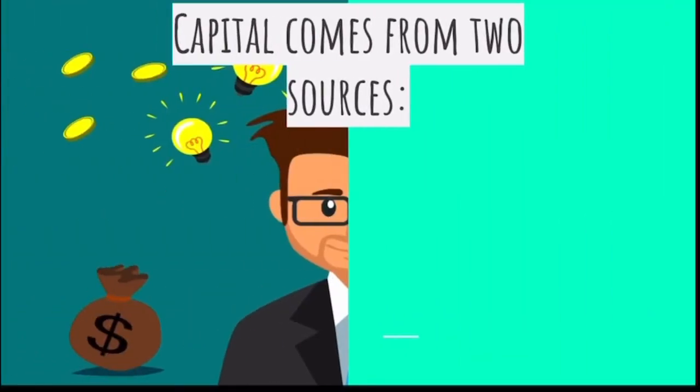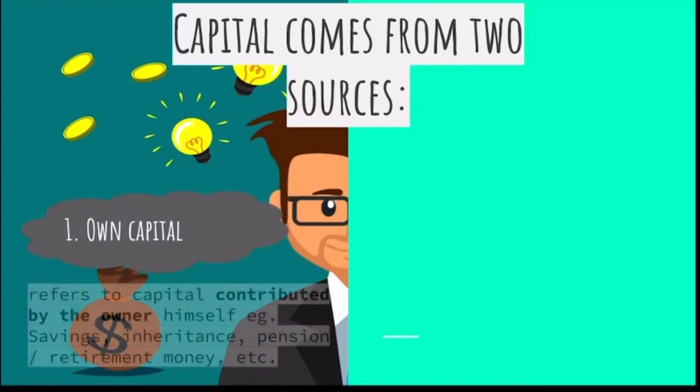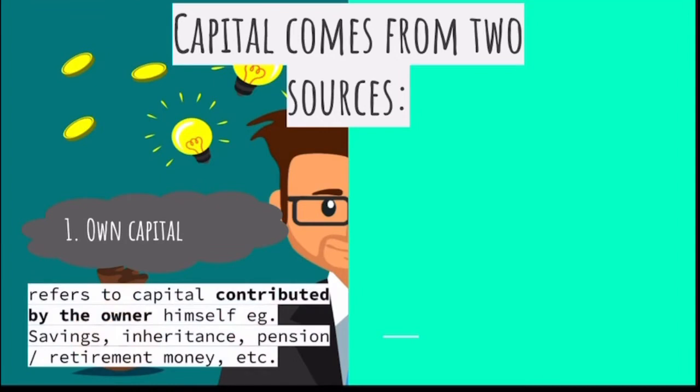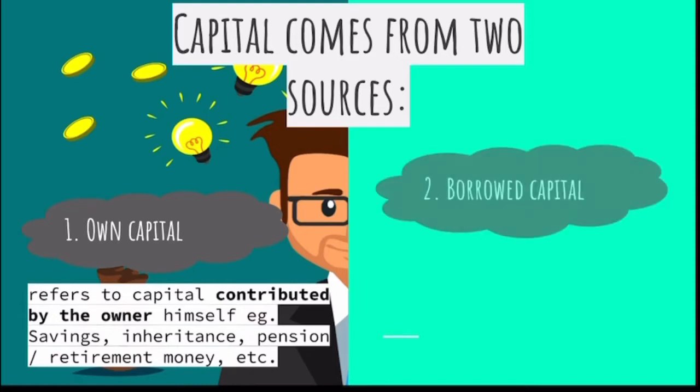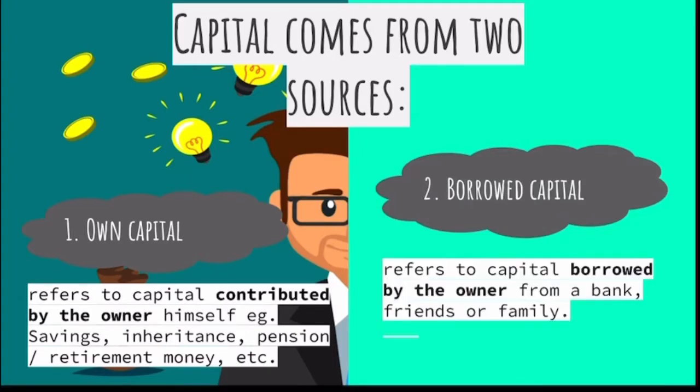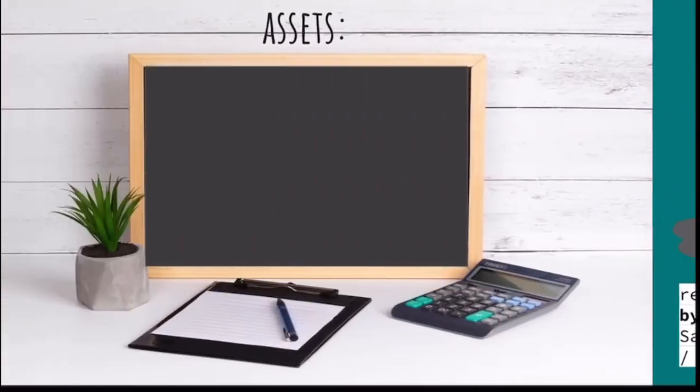Whenever we look at capital, there are two sources of capital. The first one is own capital. Own capital refers to the capital contributed by the owner himself. So this is his savings, his inheritance, pension, or retirement money. The second is borrowed capital. This refers to the capital borrowed by the owner from a bank, friends, or family.